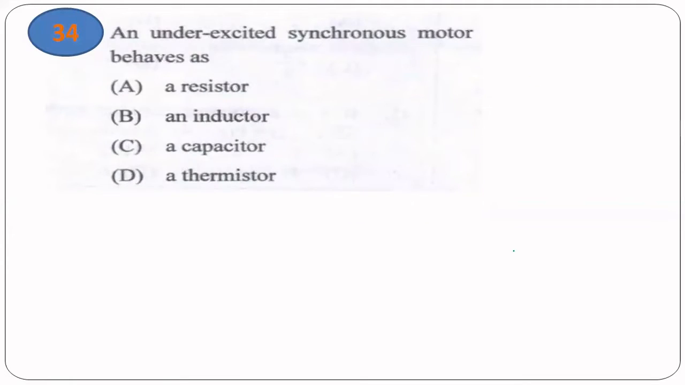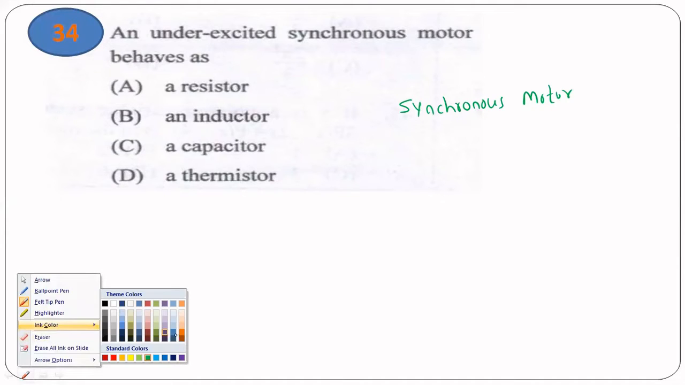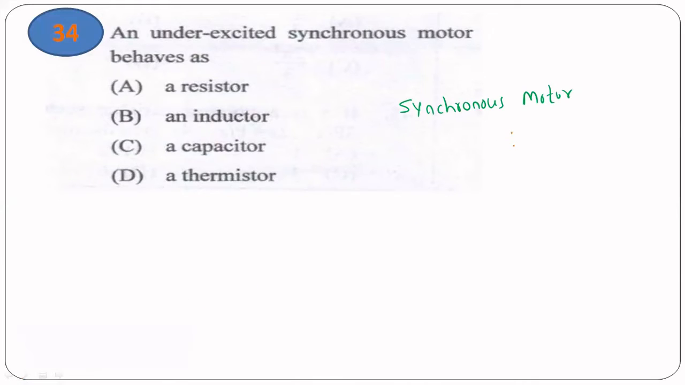Next is about the synchronous motor. An under-excited synchronous motor behaves as what? Remember that whenever we are using a synchronous motor in a circuit, we know that the synchronous motor has field windings, for which, of course, we need to give DC excitation.